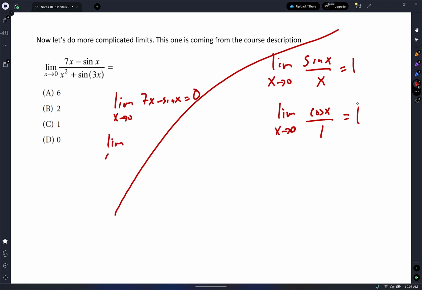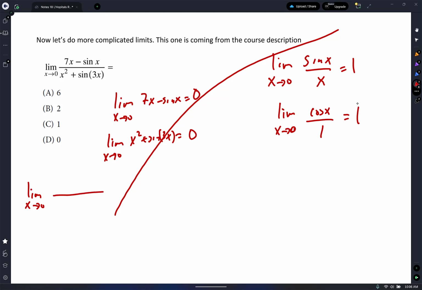Now I do the denominator, limit as x approaches 0, of x squared plus sine 3x. And again, I get 0 plus sine of 0, which is again 0. So do you get 0 over 0? Yes, so I can do L'Hopital's. So here we go. I go limit as x approaches 0.